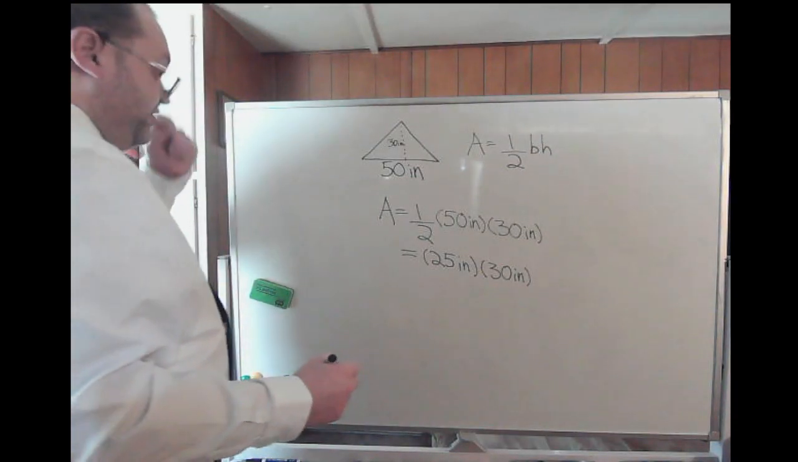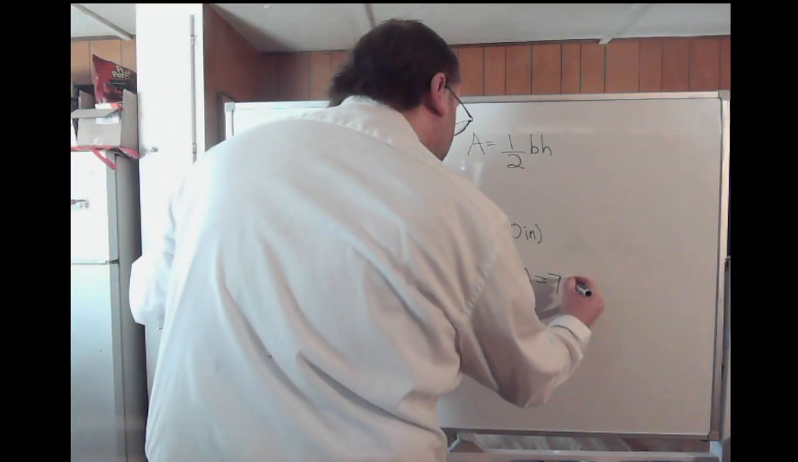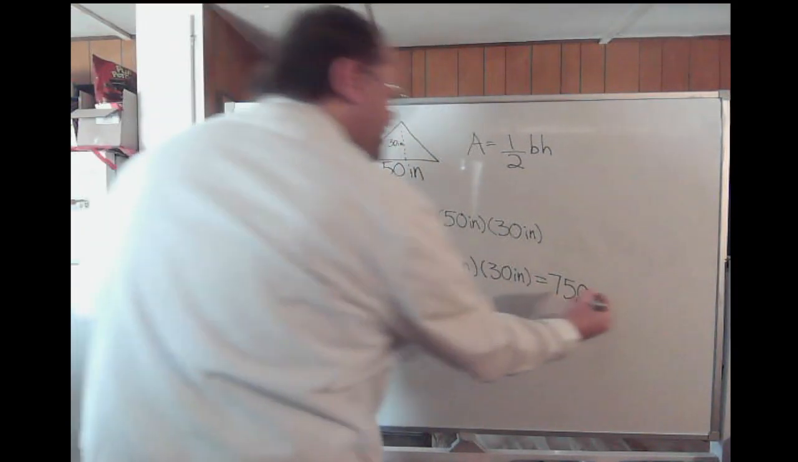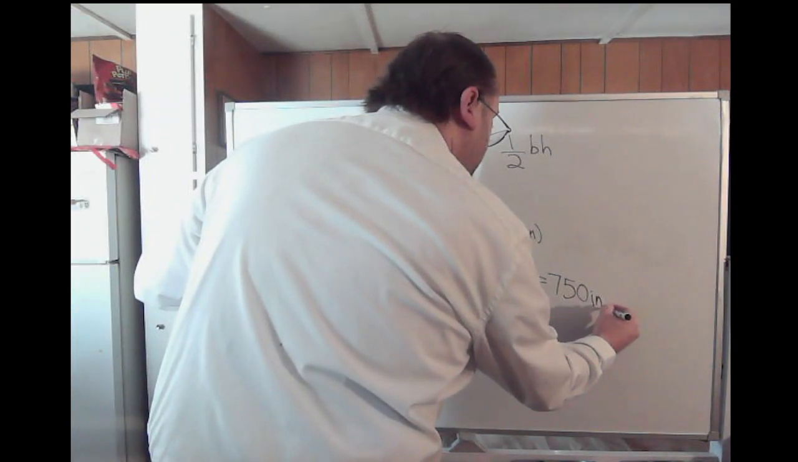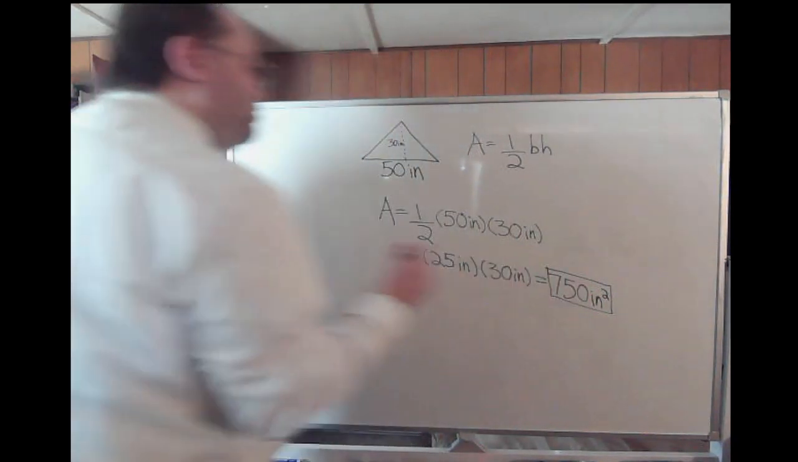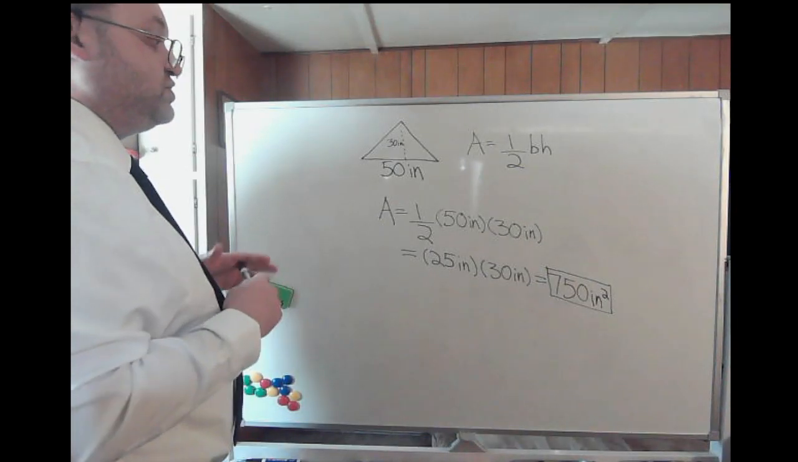So now we need to figure out what's 25 times 30. That's 750. Then you have inches times inches. That'd be inches squared. So the area of this triangle is going to be 750 square inches, or 750 inches squared.